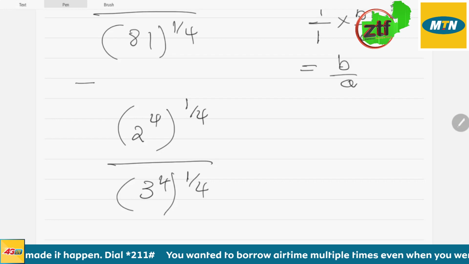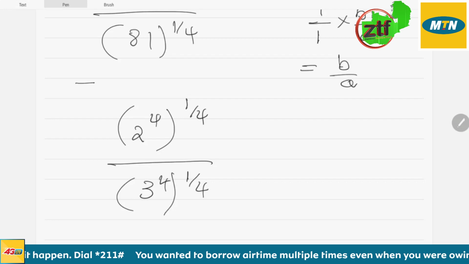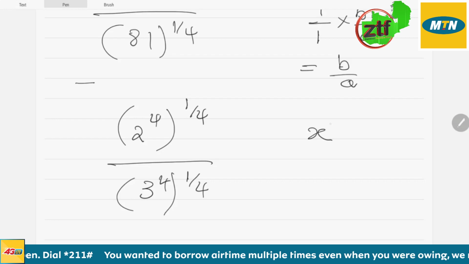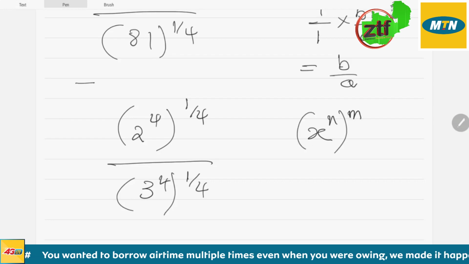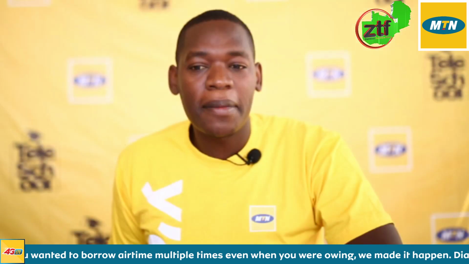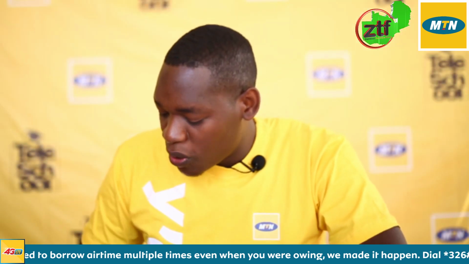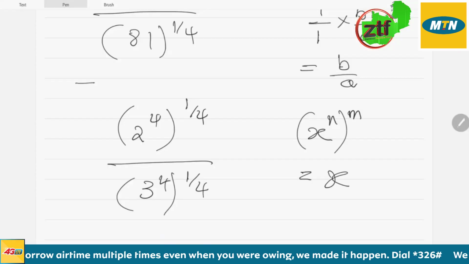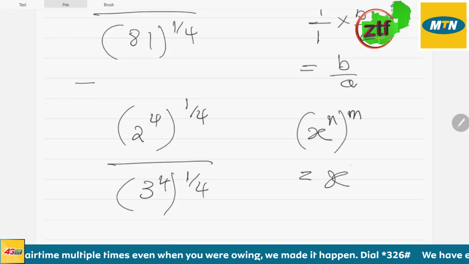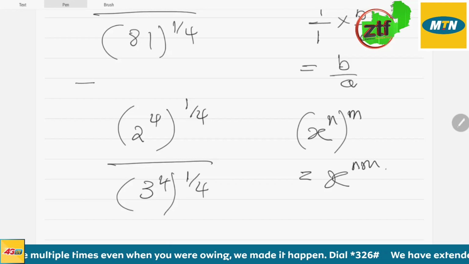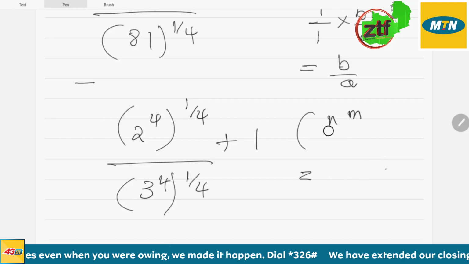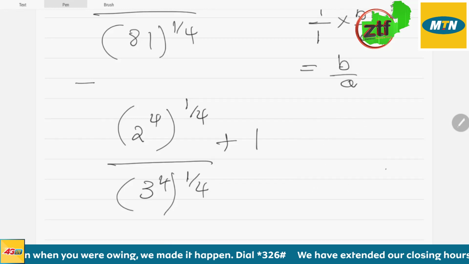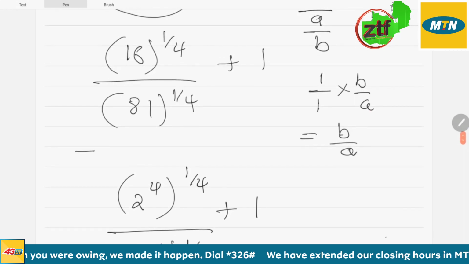Now, when you look at the rules of indices, when you have x raised to the power n, then raised to the power m, we are talking about a power of a power. In this case, we multiply the powers and we get nm. So we'll do the same. Here we have plus 1.